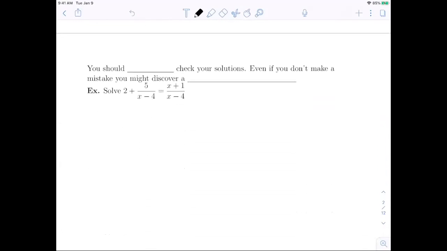I know we didn't check on our last ones, but you guys should always check your solutions. Even if you don't make mistakes and you do all of your math right, there are solutions that are called extraneous solutions, where I do all the math and I do it right, but when I go plug it back in, I'm either dividing by 0, I'm multiplying by 0, something's happening and it's not okay.